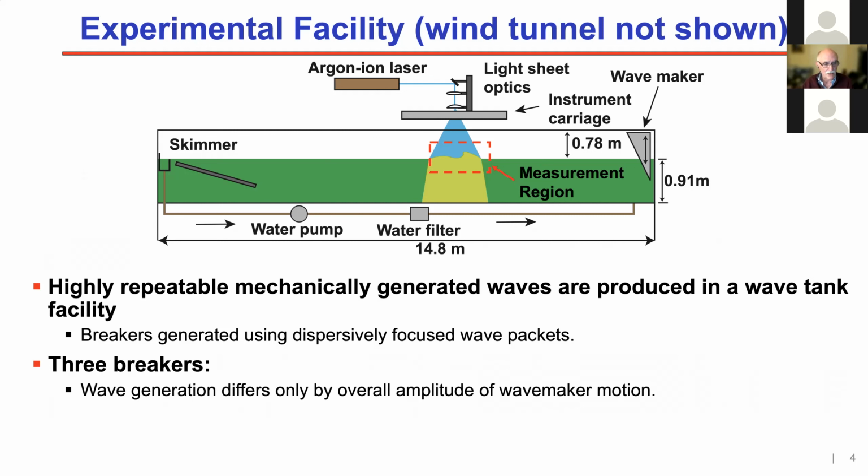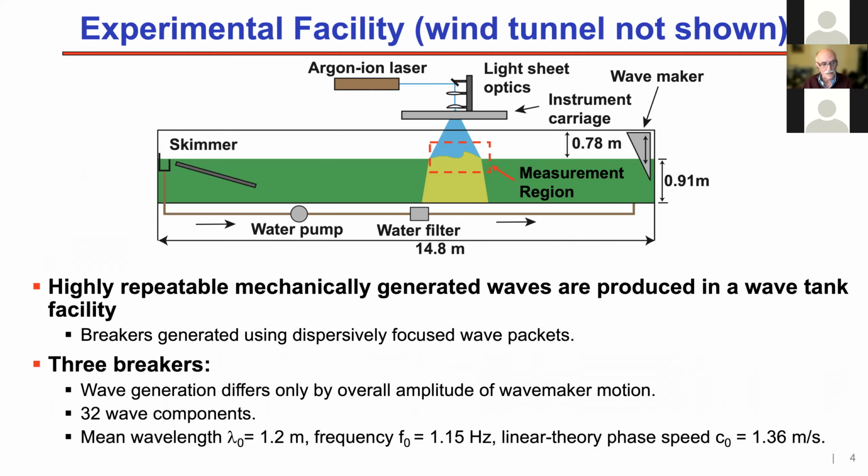We have 3 breakers. The wave generation differs only by the overall amplitude of the wave maker motion. The frequency content and the relative amplitudes of the components are all the same, just the overall amplitude changes. We have 32 components, and the mean wavelength of these 32 components is 1.2 meters. The mean frequency is 1.15 hertz. And by linear theory, the phase speed would be 1.36 meters per second.